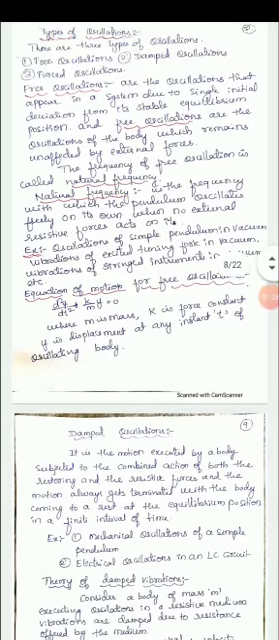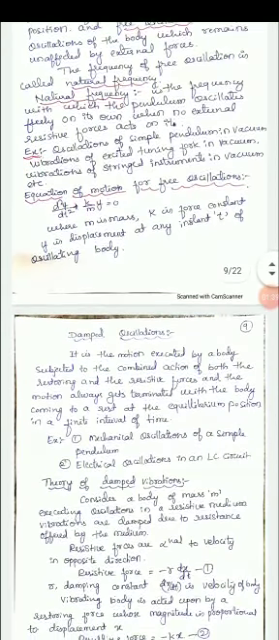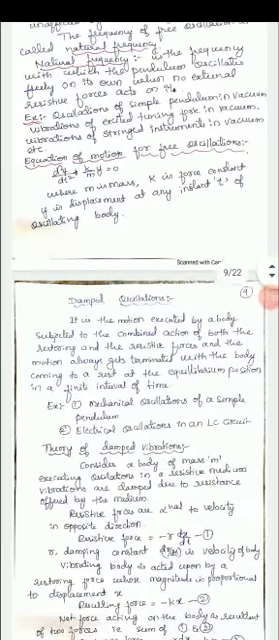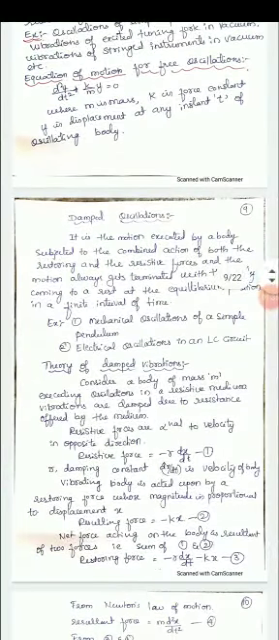So next, learn about what damped oscillation is. It is the motion executed by a body that is subjected to the combined action of both the restoring and resistive forces, and the motion always gets terminated with the body coming to rest at the equilibrium position in a finite interval of time. Examples for this are the mechanical oscillation of a simple pendulum and electrical oscillations in an LC circuit.